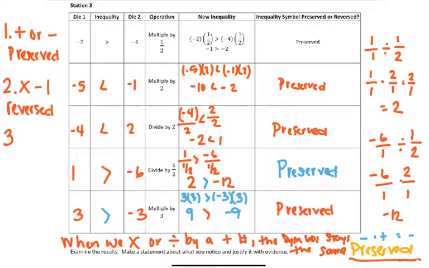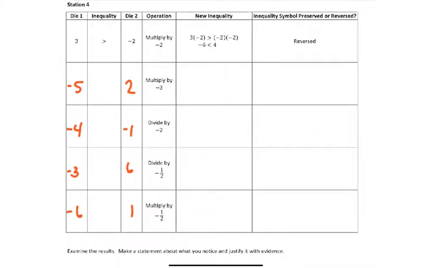And finally, right now, when we multiply or divide by a positive, it is preserved. Those are the three properties of inequalities that we know so far. So we're going to look at a fourth property of inequality right now. Now we are seeing what happens when we multiply or divide by a negative number. How is that going to affect our inequality symbol?